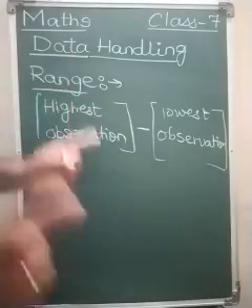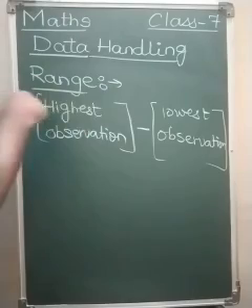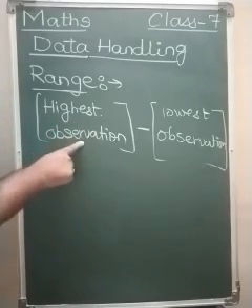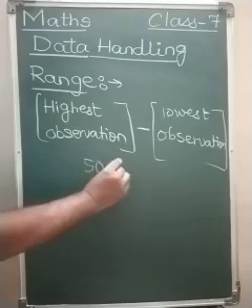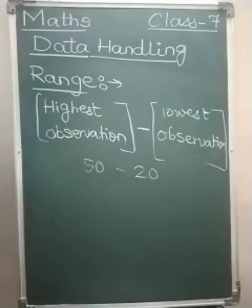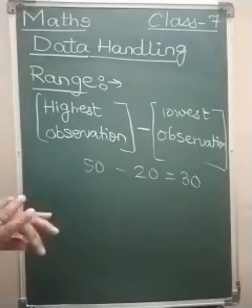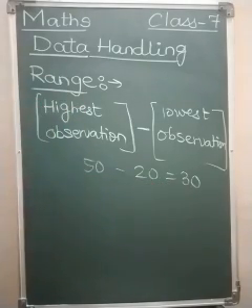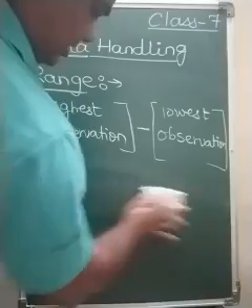So that is the range of the marks for our classroom, and it is given by a very simple formula: highest observation minus lowest observation. In this case 50 minus the lowest, 20 marks, so our range comes to 30. Simple. It is very simple. This is only an example, don't write this, write down only this much: range, highest observation minus lowest observation.